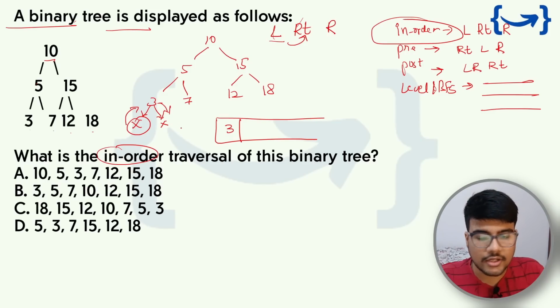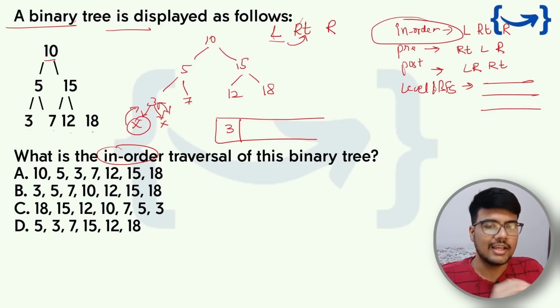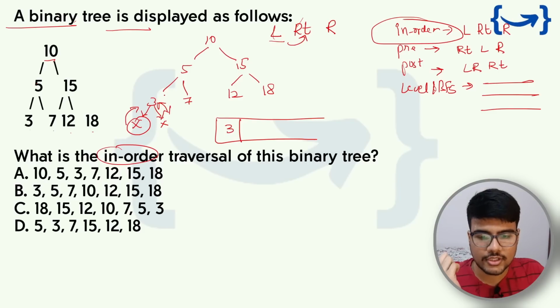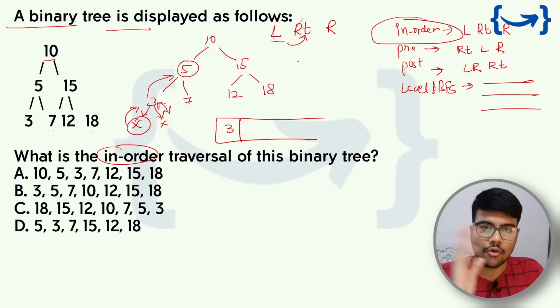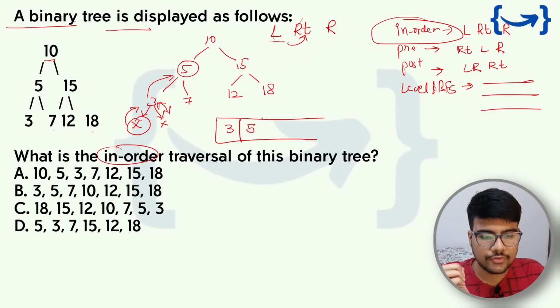Again, I found a null, so we need to return back. So I came back to 3. Now 3 has been processed. It will return back to 5. Now we tackled 5, and 5 is the root node of the left. Okay, so 5 came here now.